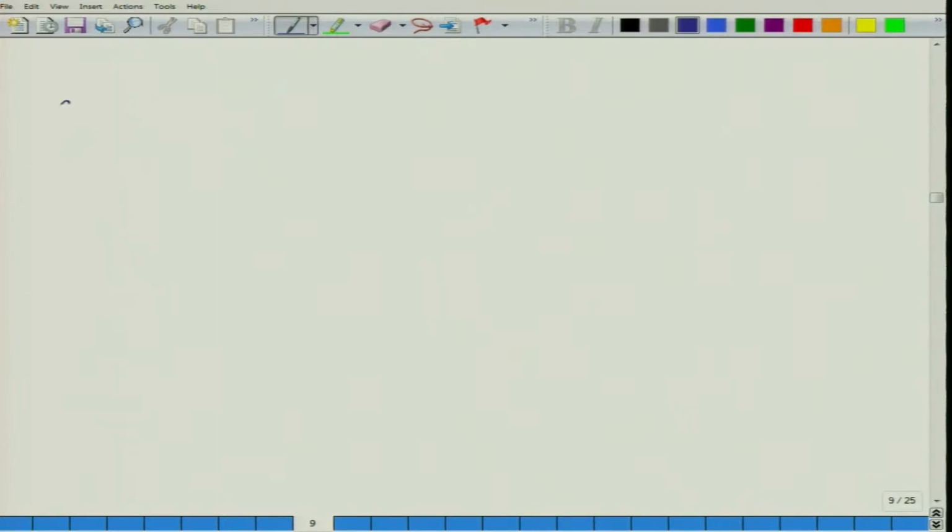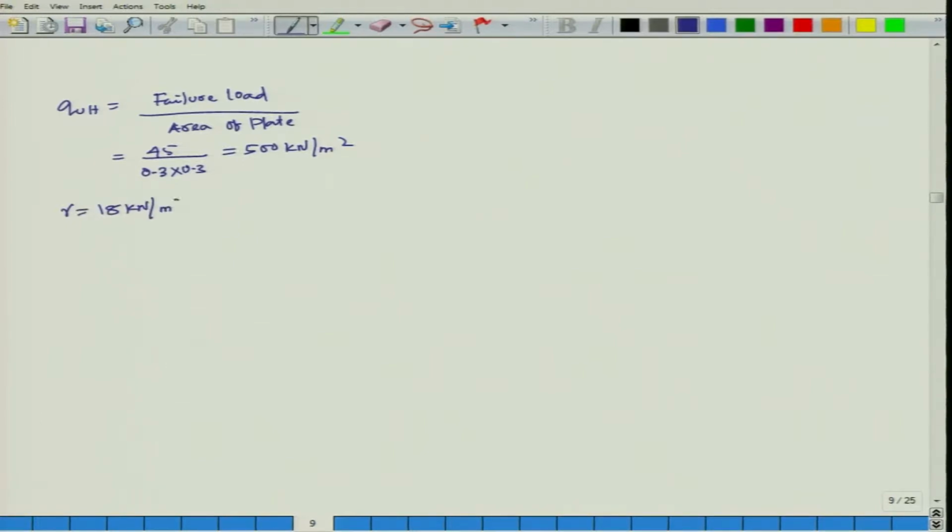So, from the plate load test, q ultimate is equal to the failure load divided by the area of the plate, which is equal to 45 by 0.3 into 0.3, which is equal to 500 kilonewton per meter square. So, gamma is given as 18 kilonewton per meter cube. Remember, this is a cohesive soil, there is no phi. So, that means phi is equal to 0.